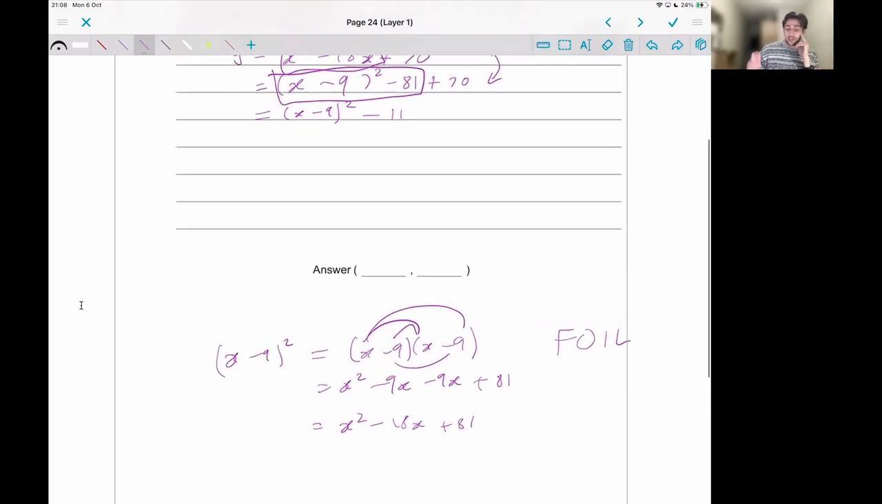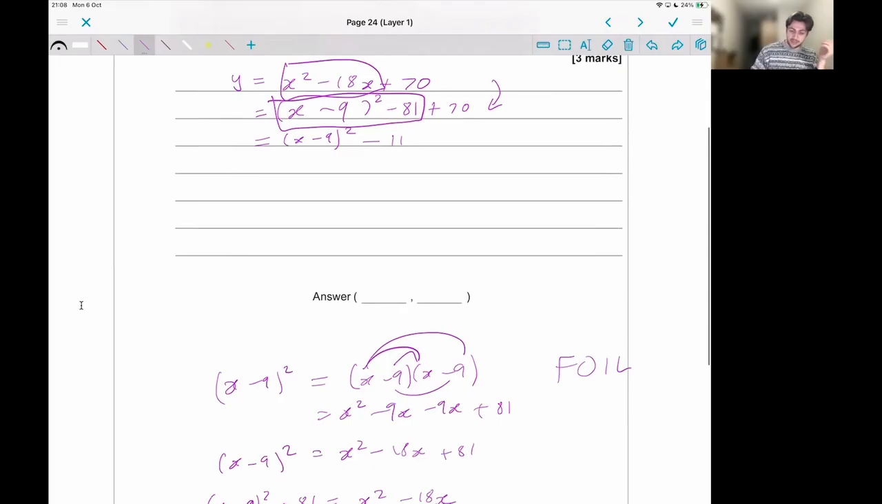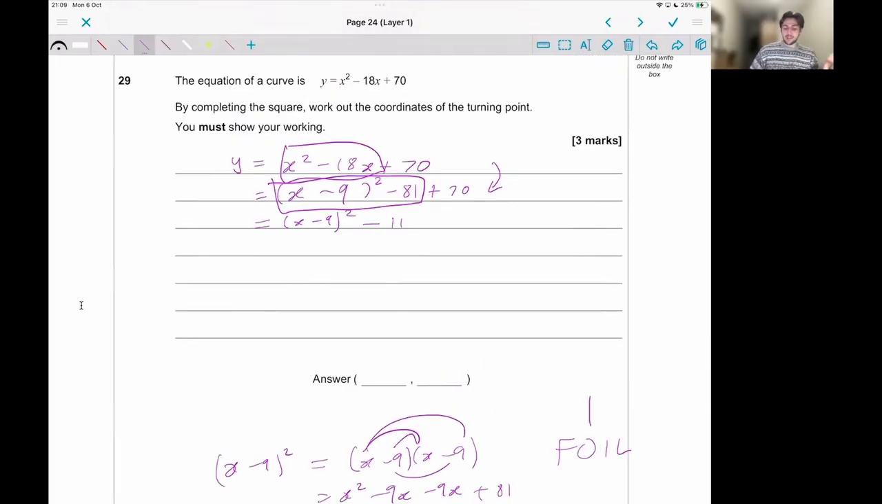In other words, another way of thinking about this, we worked out that x minus 9 squared was equal to x squared minus 18x plus 81. If I take this to the other side, so if I subtract 81 from both sides, then you can see that if I want to replace this with something squared, I can just copy that directly. And that's what we did. So we ended up with x minus 9 squared minus 11. That's all that's important. We've completed the square and we've got x minus something squared plus something else.